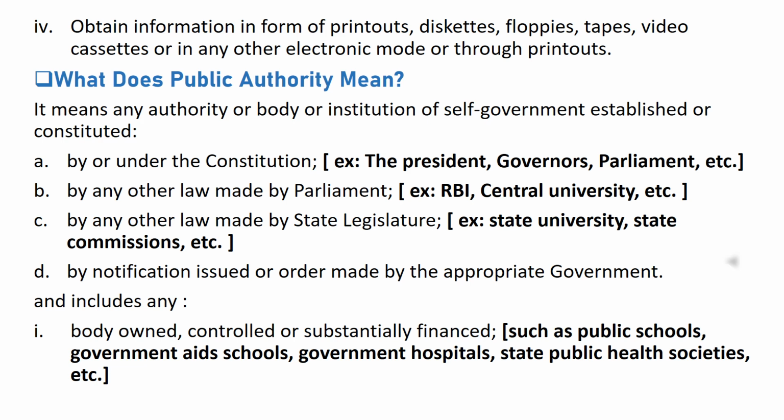What does public authority mean? It means any authority or body or institution of self-government established or constituted: A, by or under the Constitution, for example, the President, Governor, Parliament, etc. B, by any other law made by Parliament, for example, RBI, Central University, etc. C, by any other law made by state legislature, for example, state university, state commissions, etc. D, by notification issued or order made by the appropriate government.